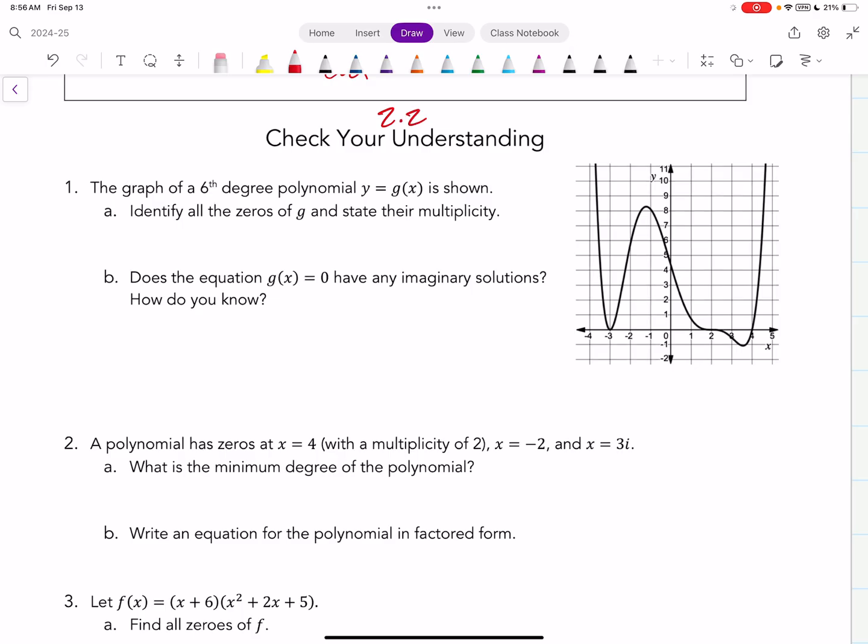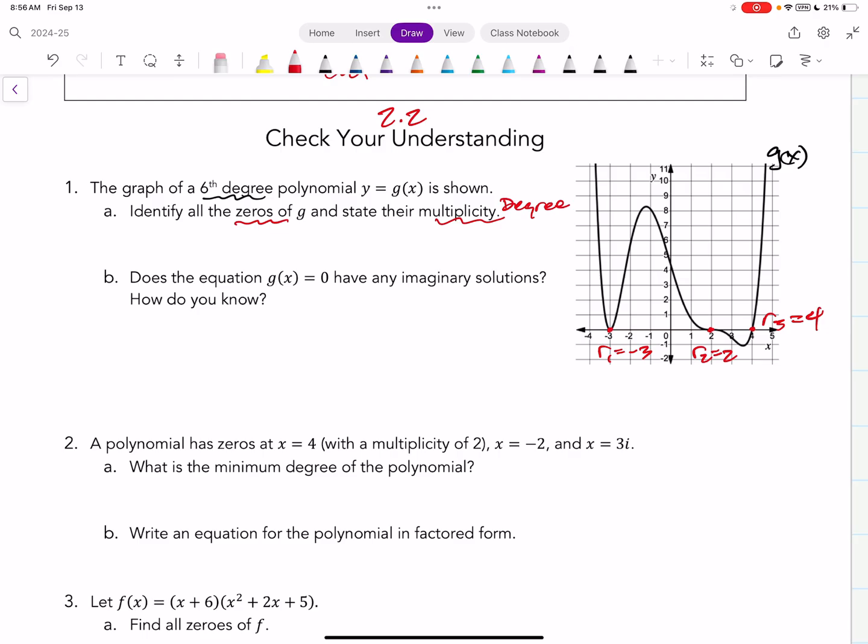This is section 2 here. And the graph of the 6th degree, look at this. We've got a 6th degree polynomial shown. This is g of x, as stated in the directions. And it says identify the zeros of g and state their multiplicity. And again, we're going to look at the degree of the function. So here we have r1 here is -3. So we have a root at -3. We also have a second root at 2, and then we have a third root at 4. So we have 3 real roots. Now it says 6th degree. So what in the world is going on here?